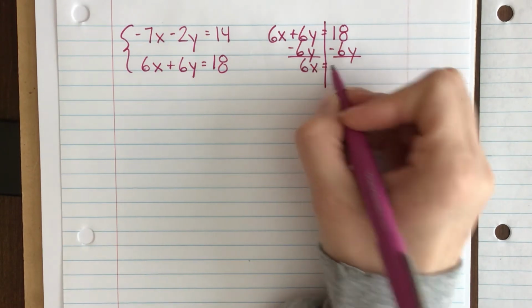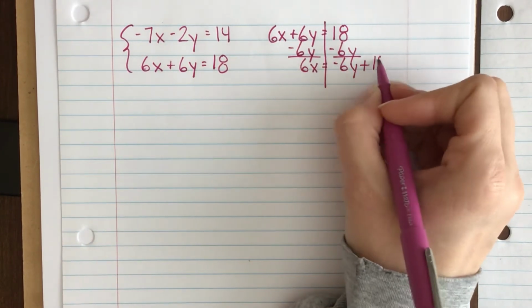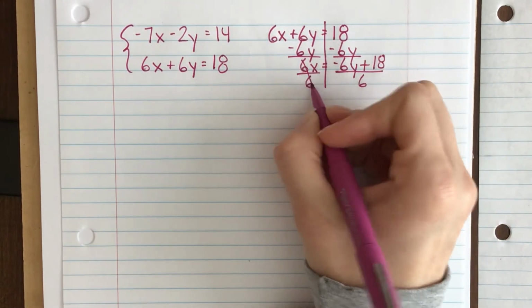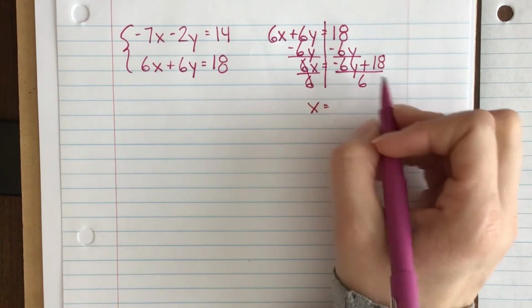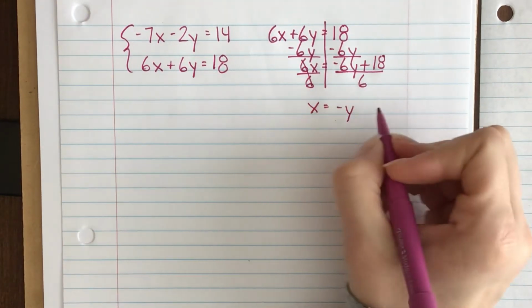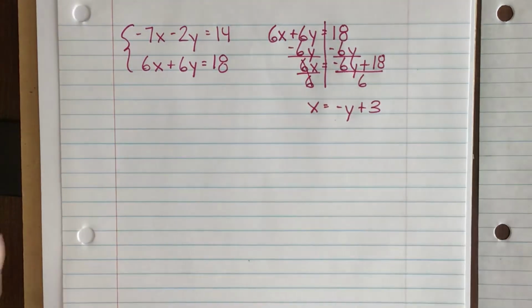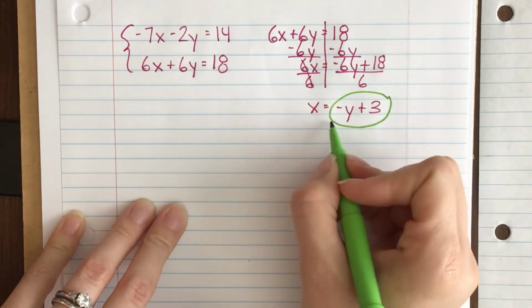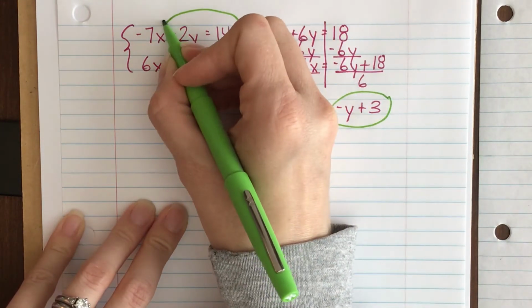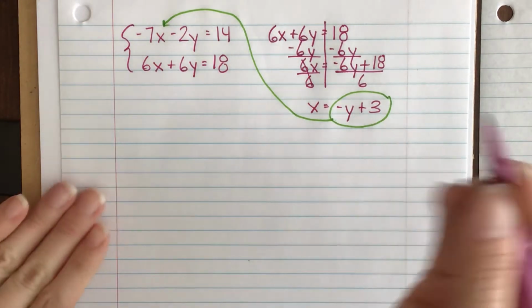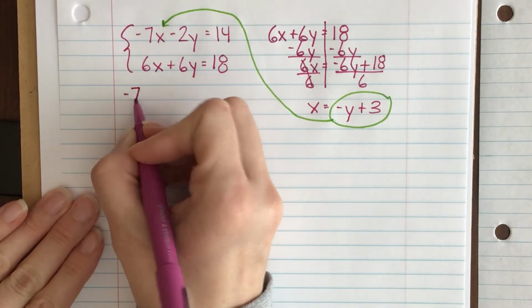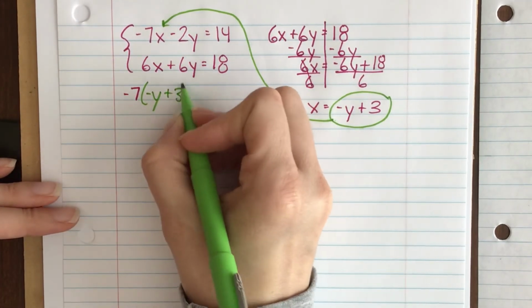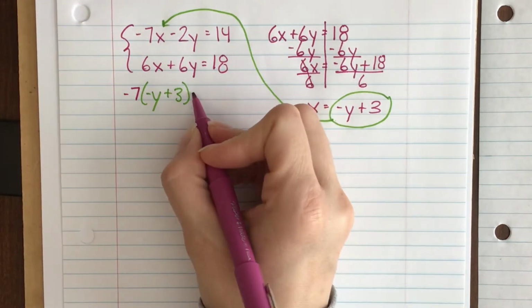So 6x is equal to negative 6y plus 18. Then I'll divide both sides by 6. And I get that x is equal to negative y plus 3. Now I'm going to take what I know x to be, and I'm going to plug it in up here for x. So now when we have this equation, we're going to plug in negative y plus 3 for x.